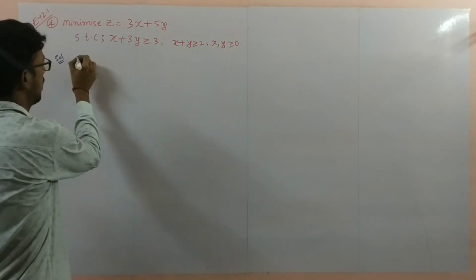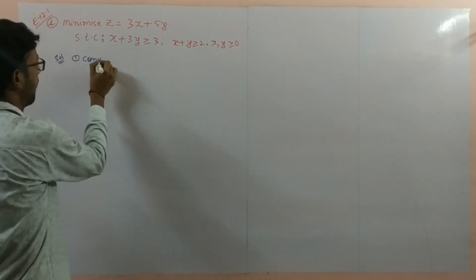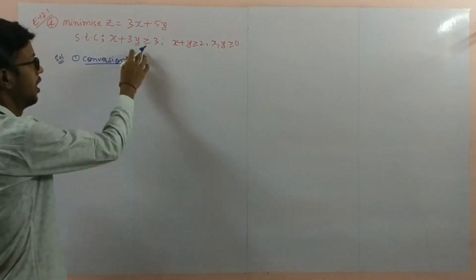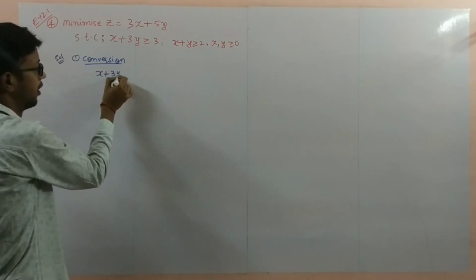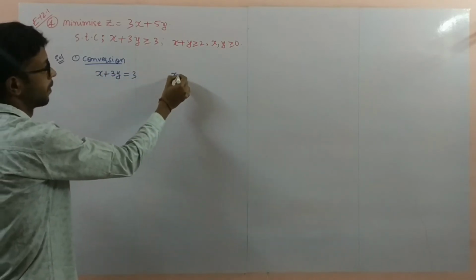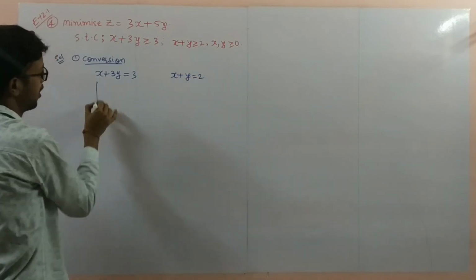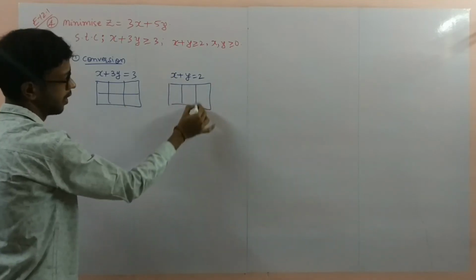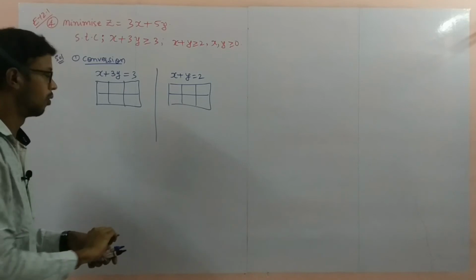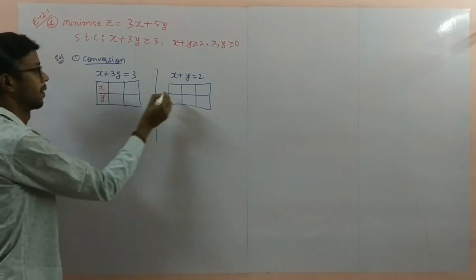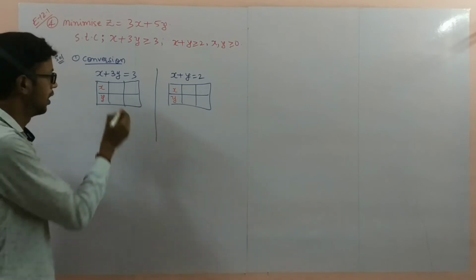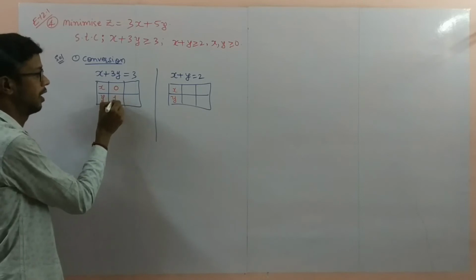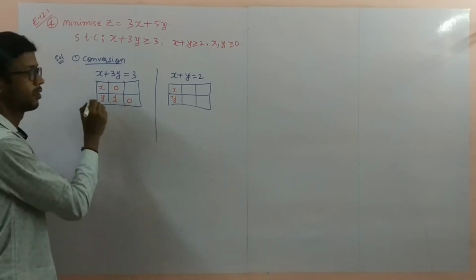first of all, conversion. The first point is conversion. So how to do the conversion? Write the inequations as equations. Draw the boxes. Draw the two boxes separately. And now substitute the points. X equal to 0 substitute in this equation, y equal to 1.